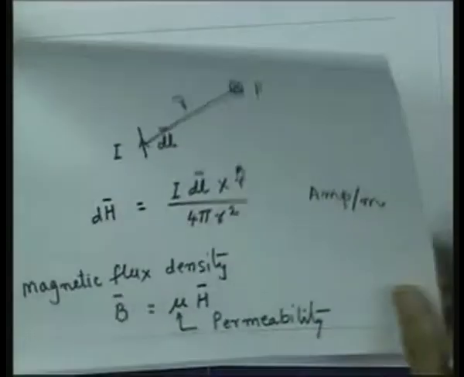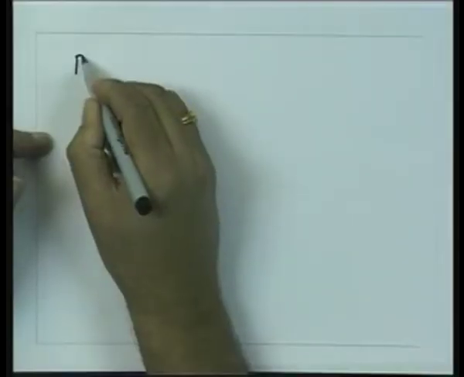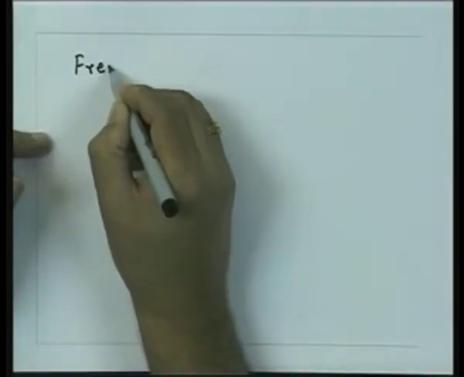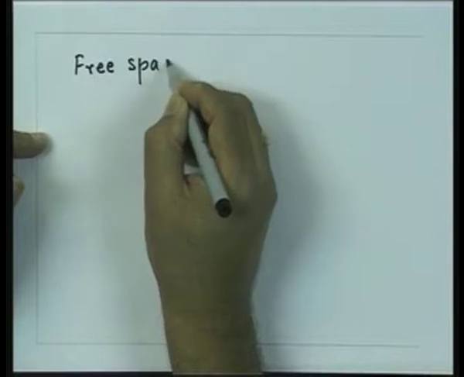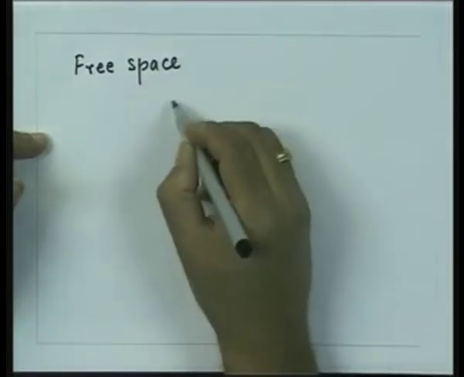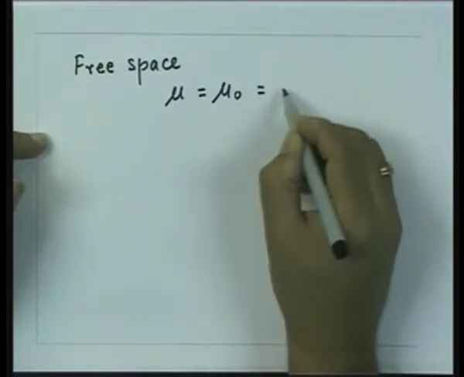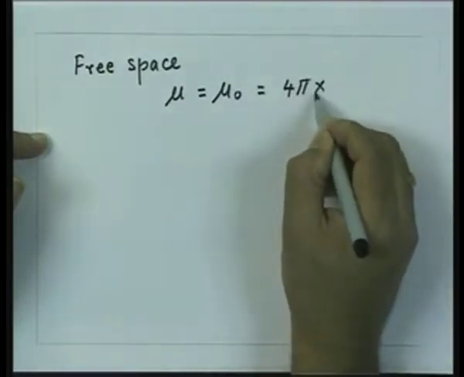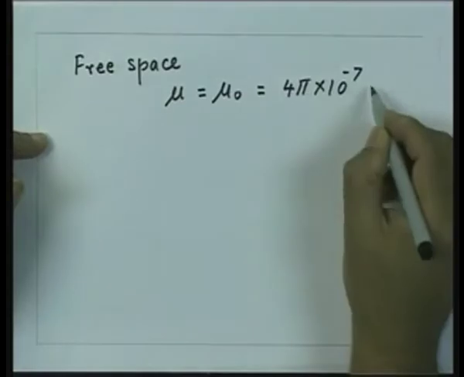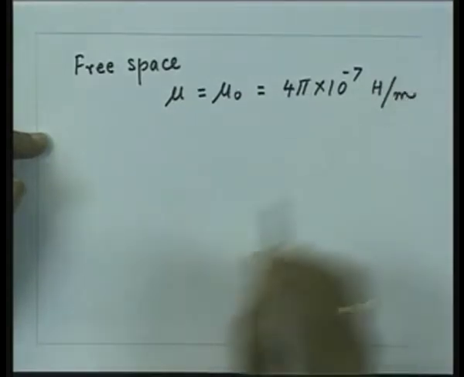Depending upon the magnetic properties of the material, the value of the permeability changes. So, for free space, the permeability mu is denoted by mu 0 and its value is 4 pi into 10 to the power minus 7 Henries per meter.